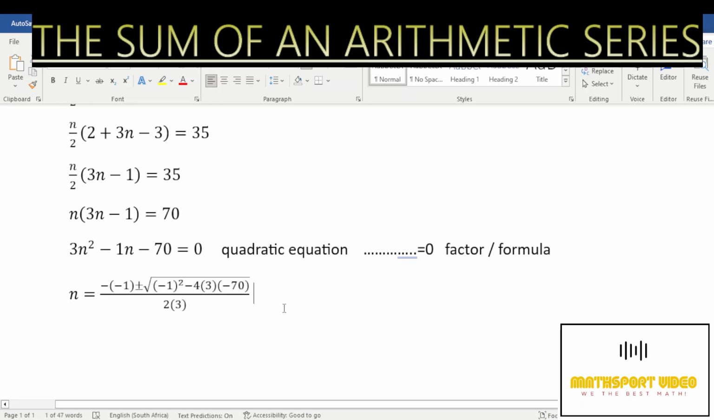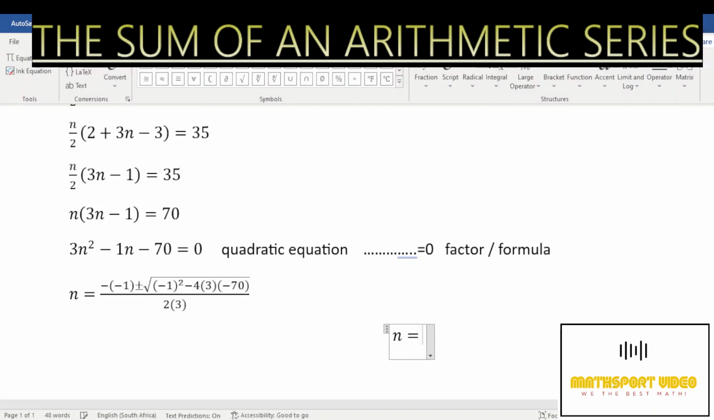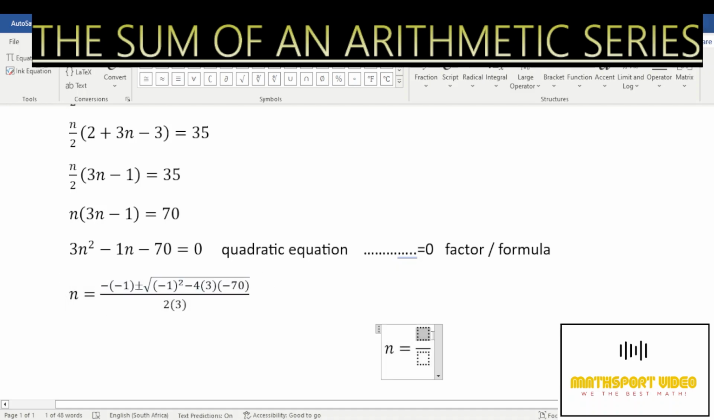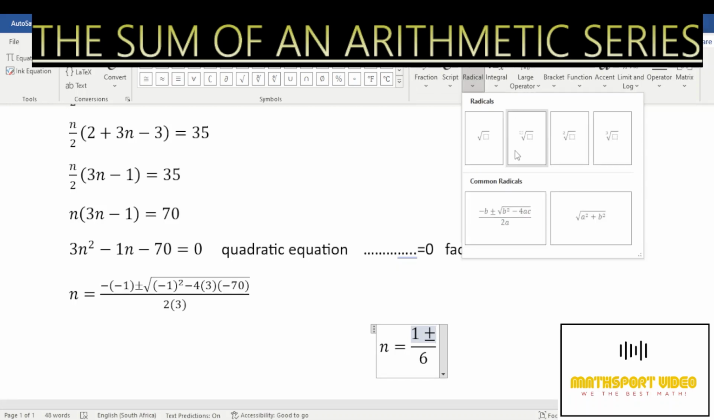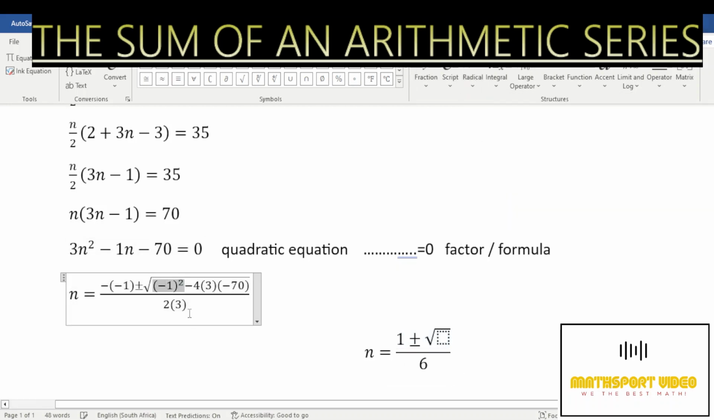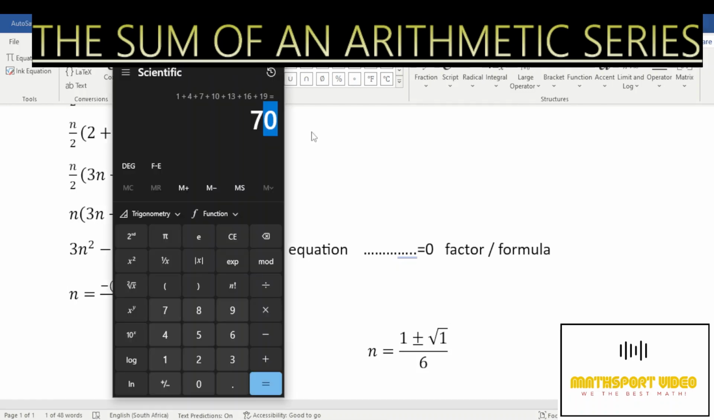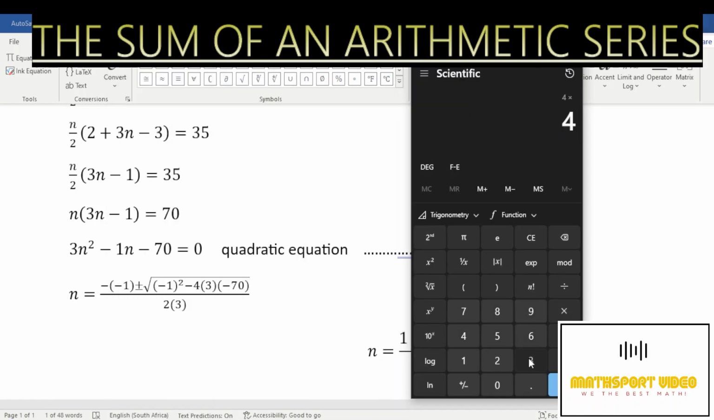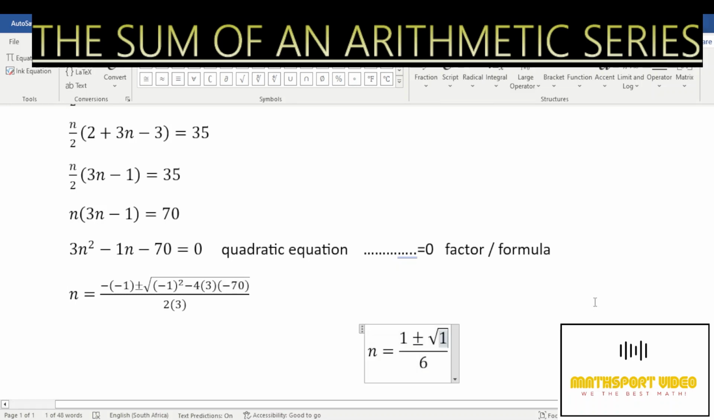Of course, you can use your calculator, but I'm always a person to try not to use my calculator too much. Right, so here we have minus minus 1, so that's 1, and then plus minus. At the bottom here, we have 2 times 3, so that's, of course, 6. Then let's put in that square root. Here we have minus 1 times minus 1, so that's 1. And here we have negative 4 times 3 times negative 70. That might need a little bit of working out, so I'm going to work out just 4 times 3 times 70. That's 840.